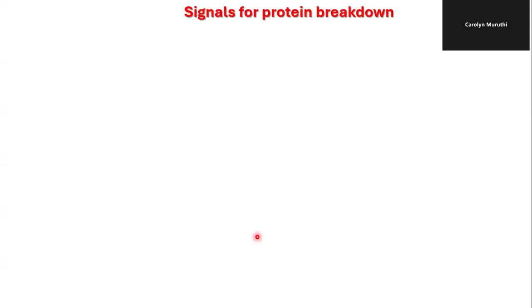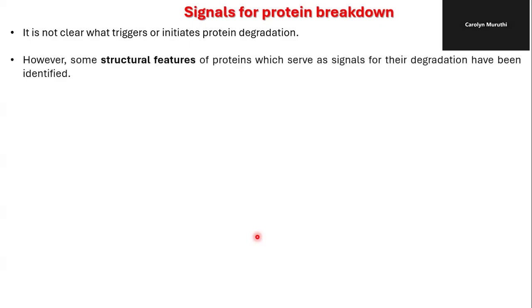So let's now look at protein breakdown or degradation. It is not clear what triggers or initiates protein degradation. However, we have some structural features which serve as signals for the protein to be degraded. These include ubiquitination, PEST sequences, and N-terminal amino acids.